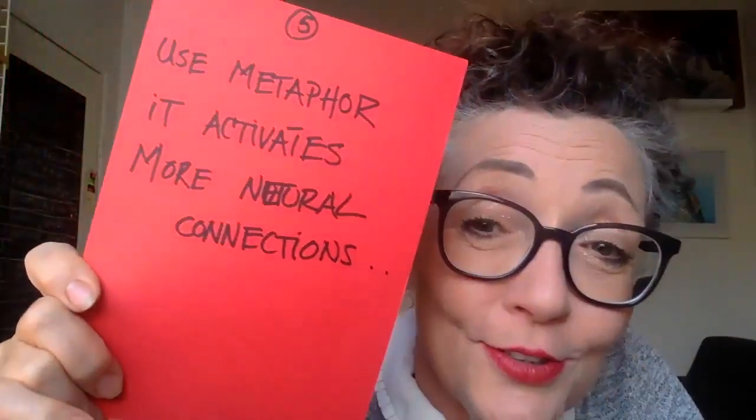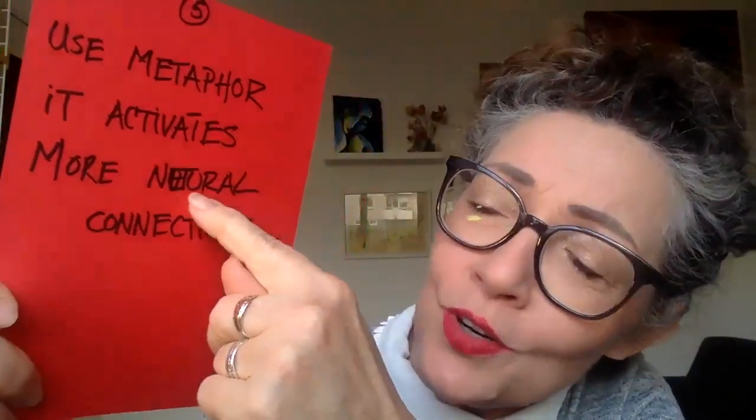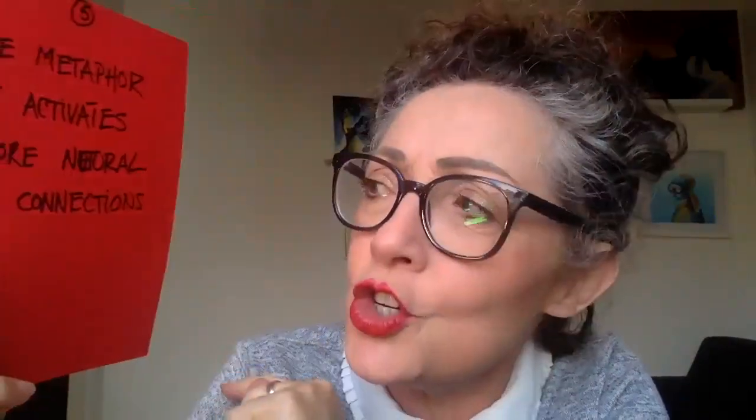Number 5, use metaphor. It activates more neural connections. What do I mean by that? If you just give a list and bullet points, the only part of our brain that is firing off is what's called the Wernicke area, the Broca area, the language processing area, which is located in the left brain hemisphere. However, if you use metaphor and sensory language, the sensory cortex is activated and fires off as well.